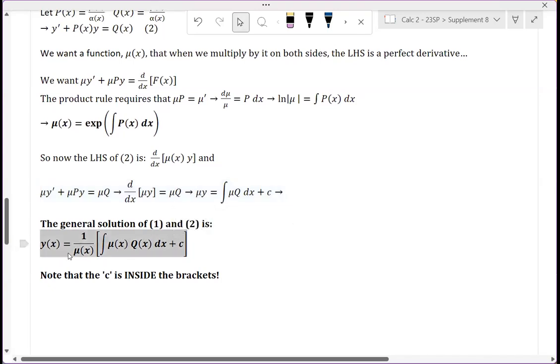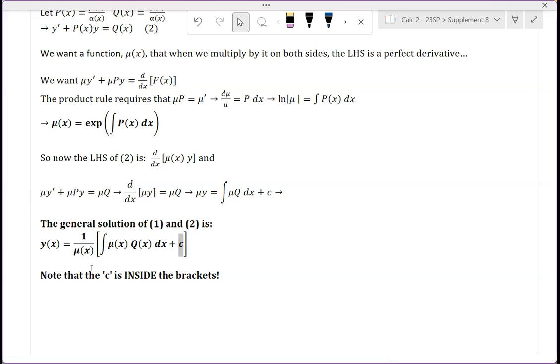y of x equals 1 over mu times the integral of mu q plus c. Important note that the c is inside the brackets, so we end up with a c over mu. Generally, mu is going to be a function. It's not going to be just a constant. So we can't just say that this is some other arbitrary constant, because c over mu is typically going to be c over a function.